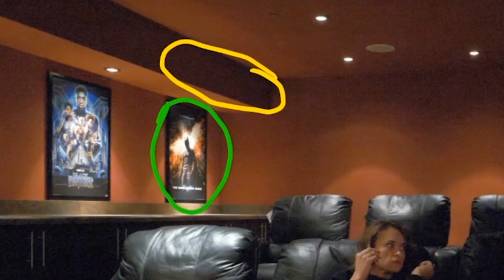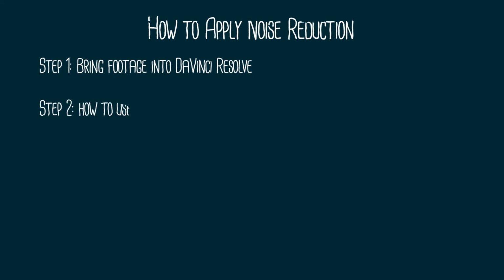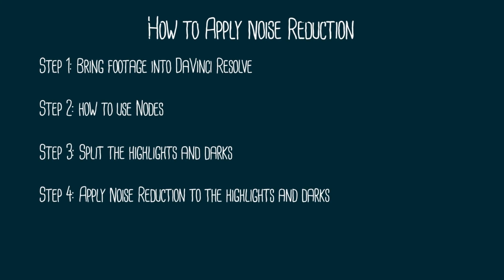What we need to do is separate our highlights and our darks and apply different amounts of noise reduction to each of them. Here are the different steps we will go through in this lesson. In step 1, we'll learn how to bring footage into Resolve. In step 2, we'll learn what nodes are and how we can use them to help us split the image. In step 3, we'll learn how to split the highlights and the darks using the color picker tool. In step 4, we'll apply different noise reduction levels to our highlights and our darks. And then in step 5, we'll export our footage.